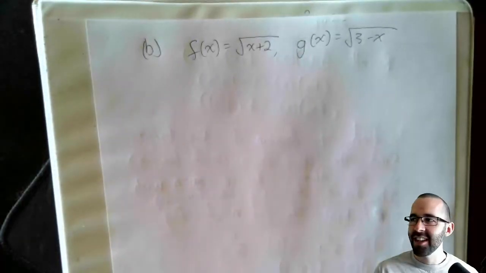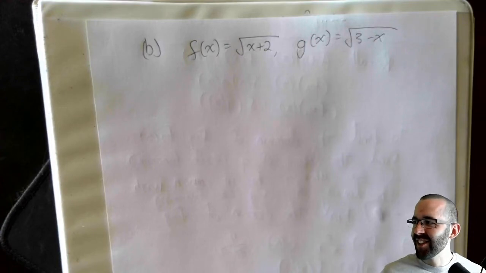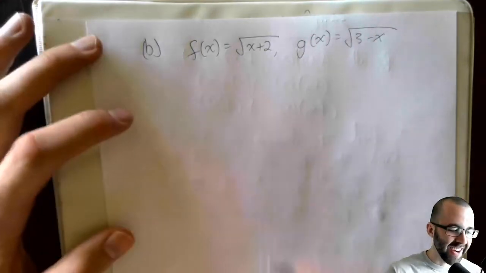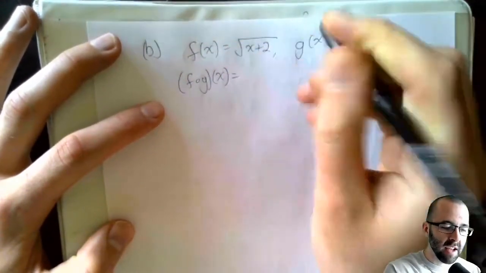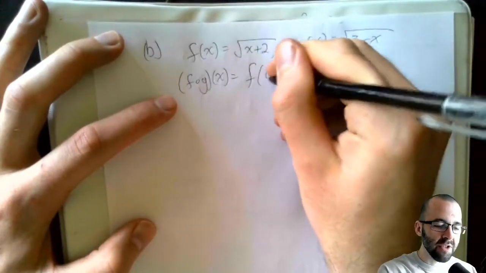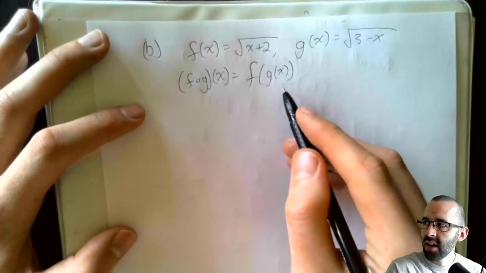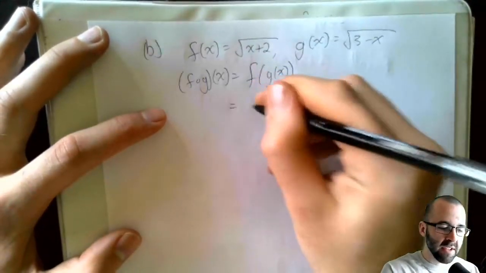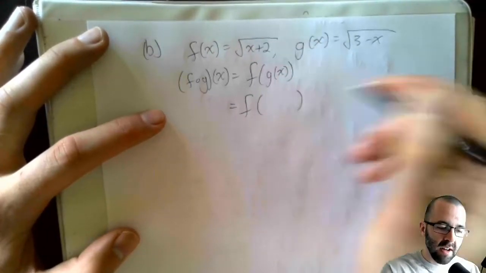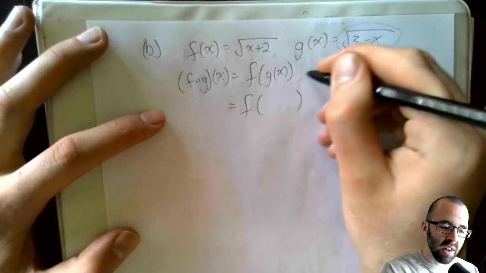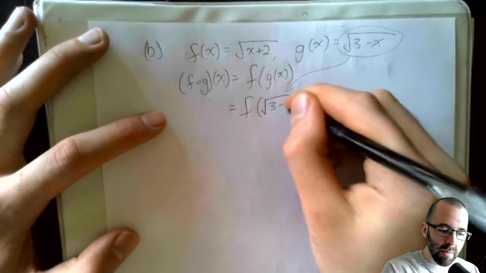Okay, so we need to find f of g. And remember, f of g is just f of g of x. We start with that inside function, and we work our way down. So what's the inside function? The inside function is g of x. G of x is the square root of 3 minus x. So since that's the case, we just plug it in for g. We replace the g of x with what it equals, the square root of 3 minus x.